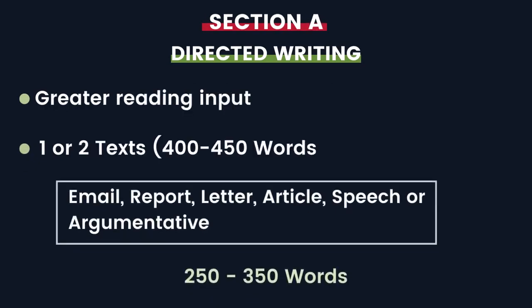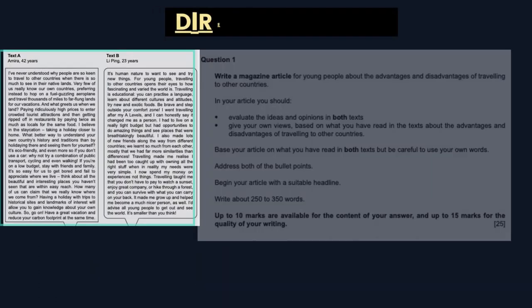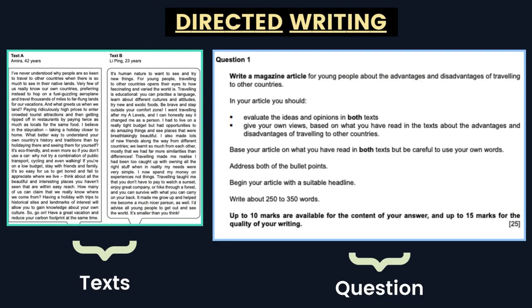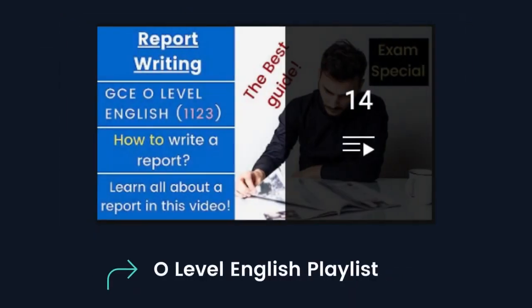If I compare this directed writing task to the previous one, it has a greater reading input. This is because candidates now will have 1 or 2 reading texts that will be used for directed writing. You should also know that the word limit is 250 to 350 words, and the directed writing topics include an email, report, letter, article, speech and argumentative. Let me show you what the question will look like. As you can see, you will be given a reading material that you will use to develop your response. Note that you will be given 10 marks for content and 15 marks for language.